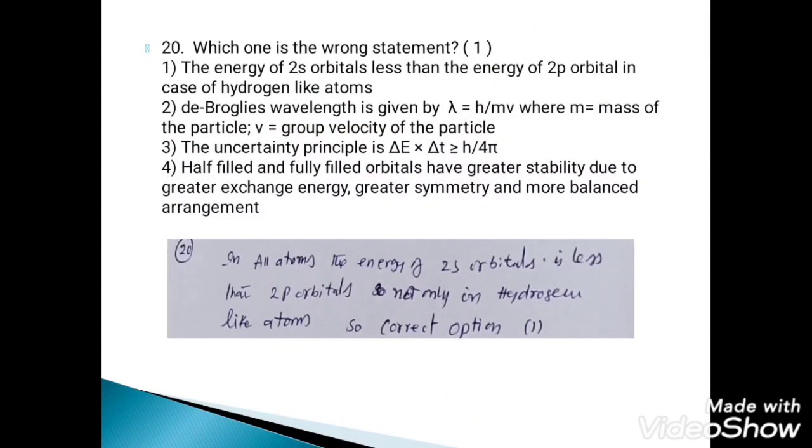Which of the following is the wrong statement? The energy of 2s orbital is less than the energy of the 2p orbital in the case of hydrogen like atoms. That is, he told that you have to select the wrong statement. The energy of 2s orbital is less than the 2p orbital not only in hydrogen like atoms. Actually, it is a general phenomenon. The energy of 2s orbital is always less than the energy of the 2p orbitals.